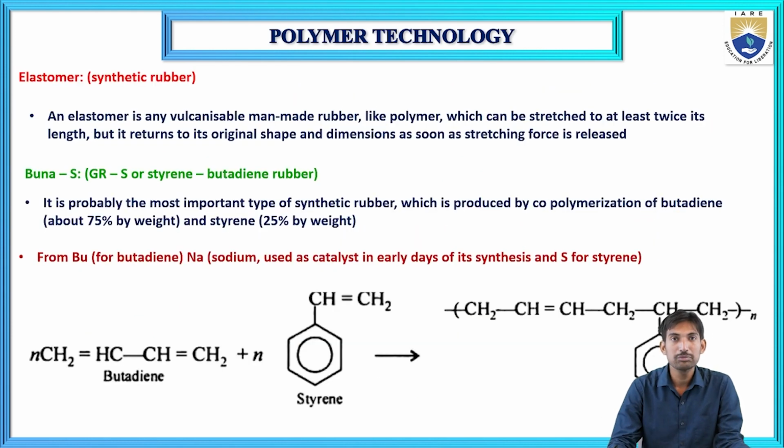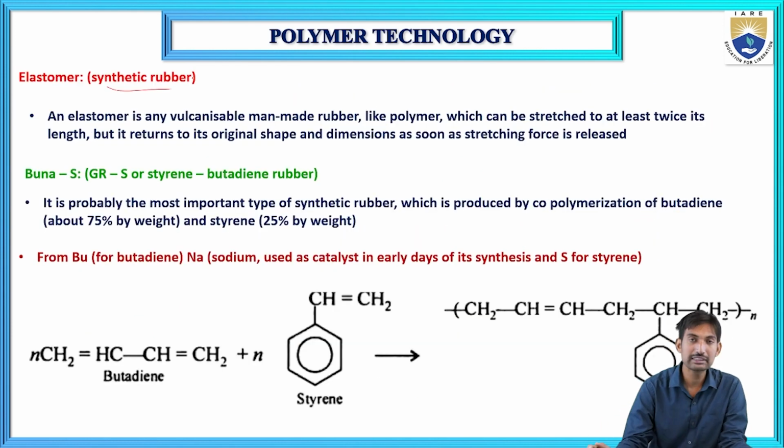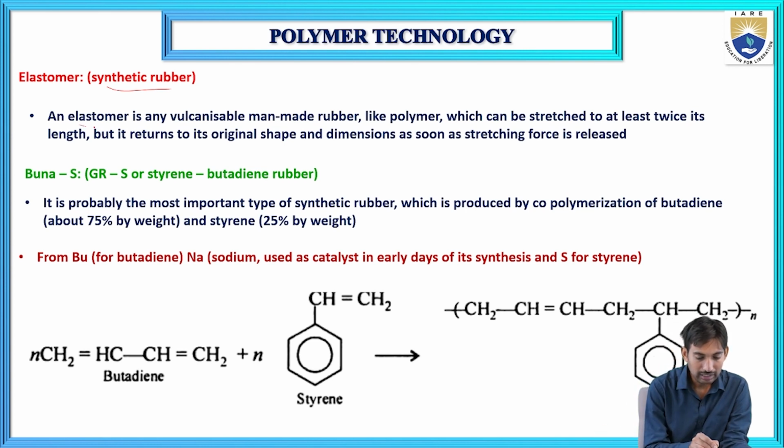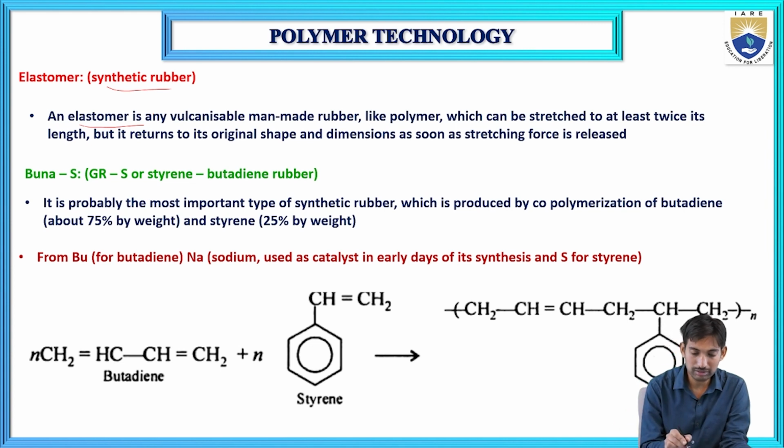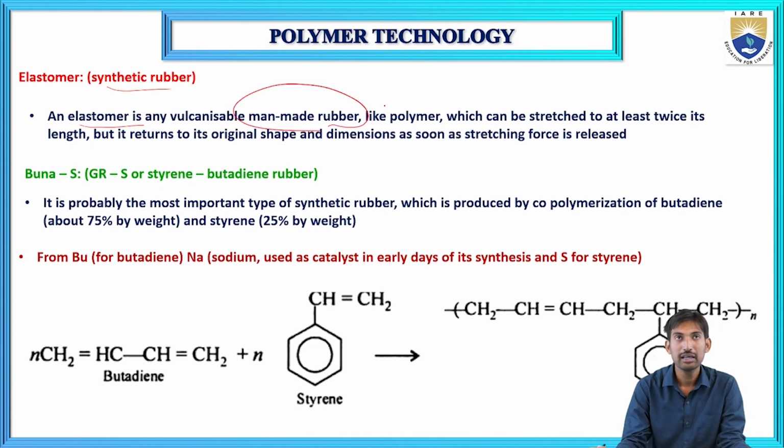See, elastomers are synthetic rubber. What is an elastomer? An elastomer is nothing but synthetic rubber, a vulcanization man-made rubber. Elastomer is a man-made rubber or synthetic rubber.